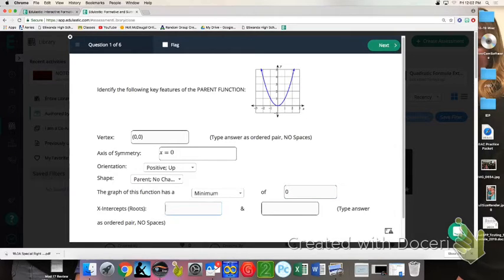So the last thing I need to identify is, where is that graph crossing the x-axis, or where is it touching the x-axis? It's only touching at 0, 0, correct? If it only touches in one place, what I want you to do is type that place in both of the blanks. So if it only touches in one place, just type that in both.